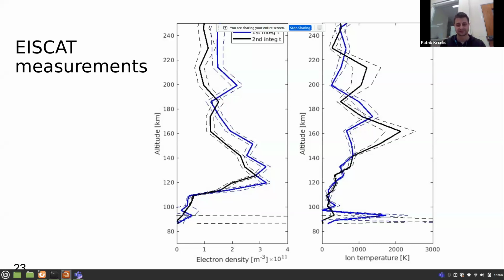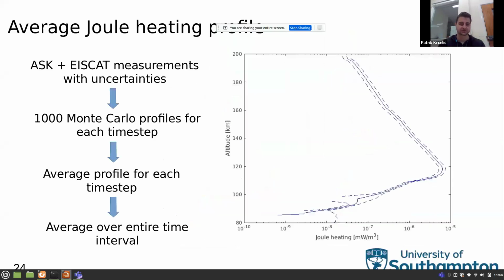So there's not much difference between the two profiles, but because we have the ASK and ISCAD measurements, which both come with their uncertainties, we are able to basically do the Monte Carlo simulation. So we are running 1,000 Monte Carlo profiles for each time step, and if we average these 1,000 profiles for each time step and then average those profiles for the entire time interval by height, we get what we have here on the left, which is the average Joule heating profile during our event.